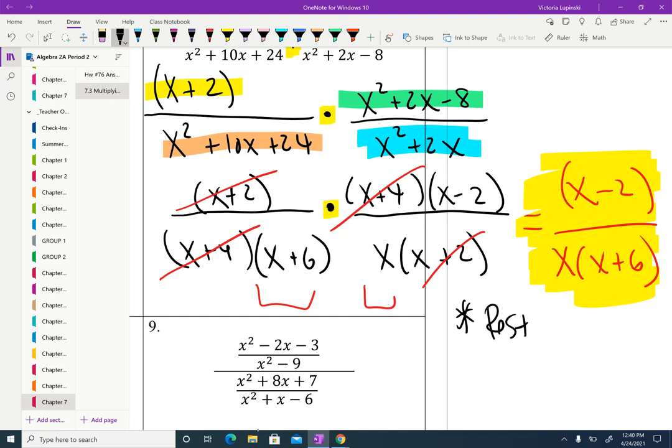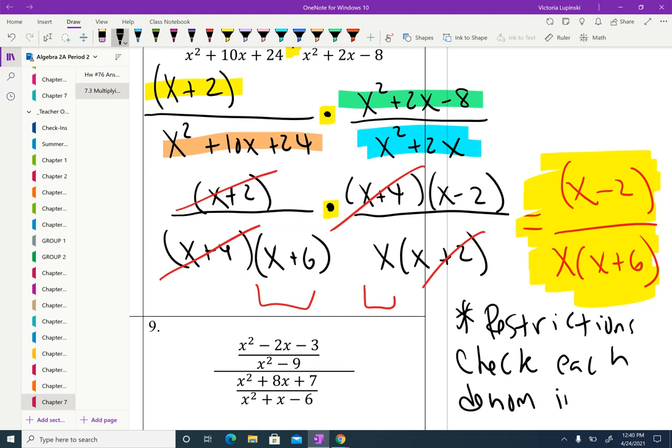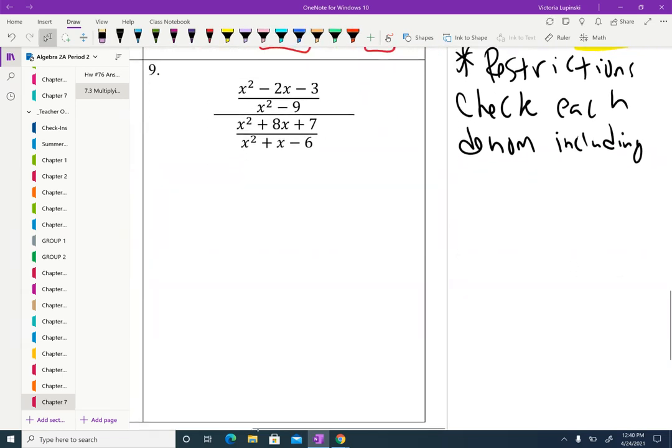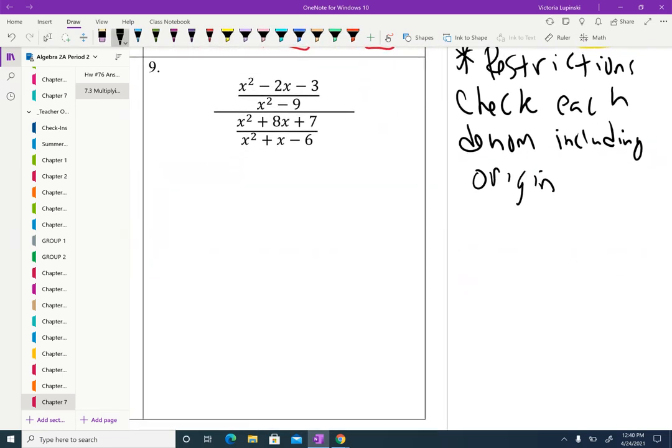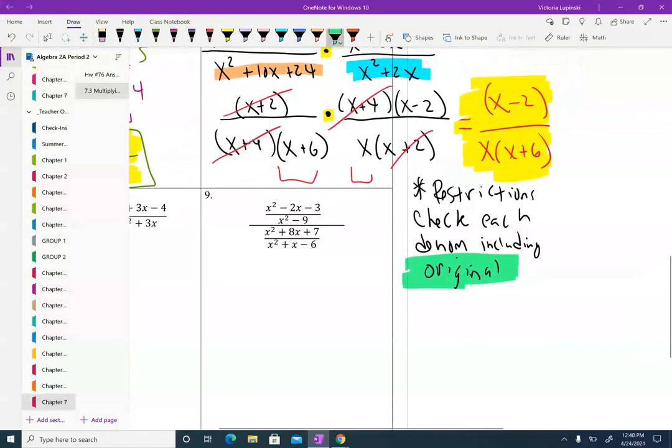When you are trying to find those domain restrictions, you have to check each denominator, including the original. Remember that when you did the flip, you took something that was originally in the denominator and you moved it to a numerator. But when you're doing the restrictions, you have to check every single step.